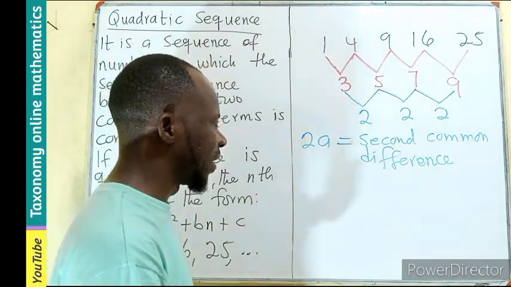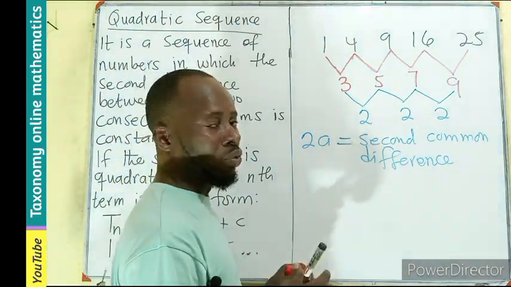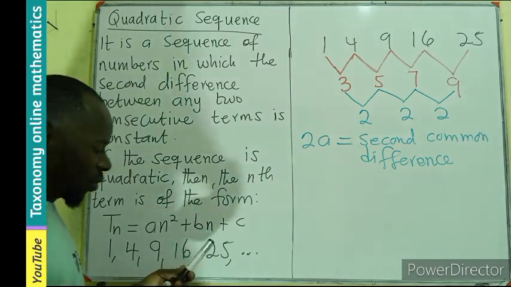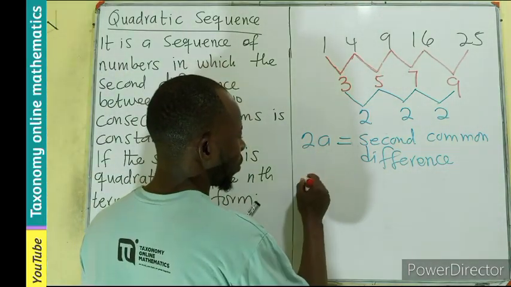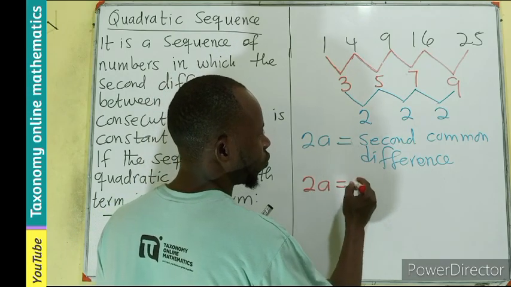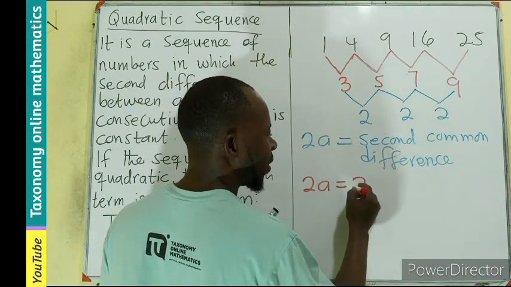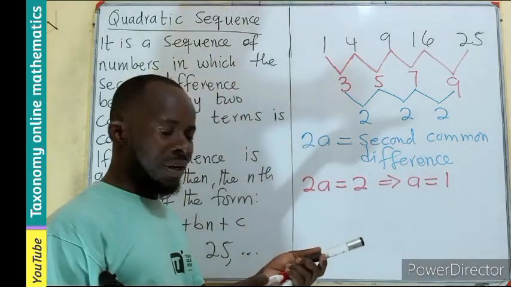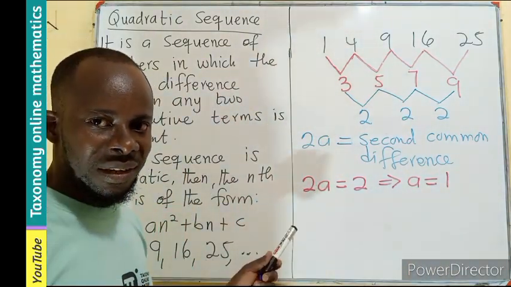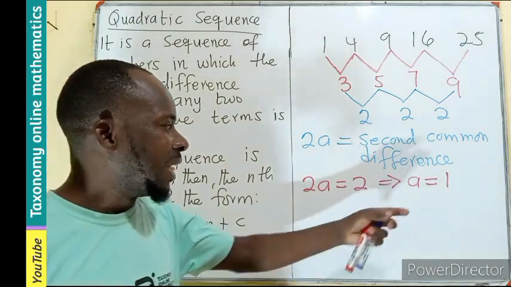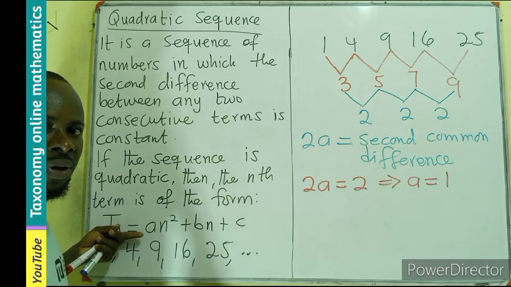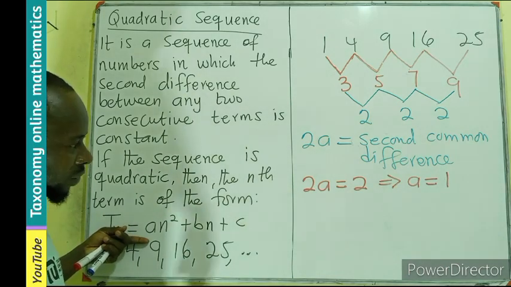So in this case, finding a is going to be easy. The a is the first constant we have here. So I'll be having 2a equals 2, which is the common difference, and that implies that a equals 1. Do we get it? That is the first instance. So now we say that the sequence general form is in this form as a formula, right?